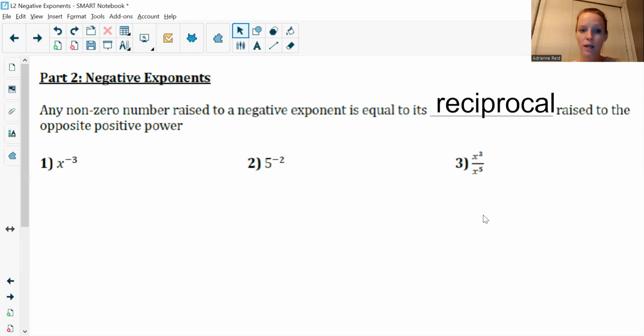If you have a whole number, like the number 4, the denominator of any whole number is a 1. So the reciprocal of the whole number 4 is 1 over 4. Because you got to remember there's always a denominator of 1 under a whole number.